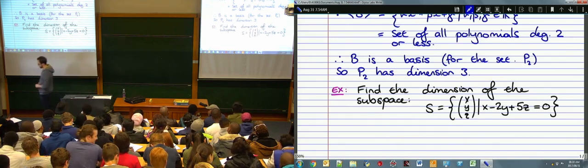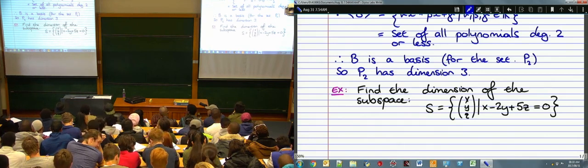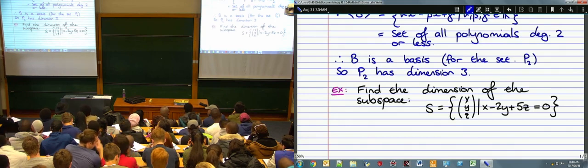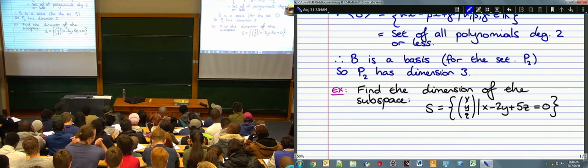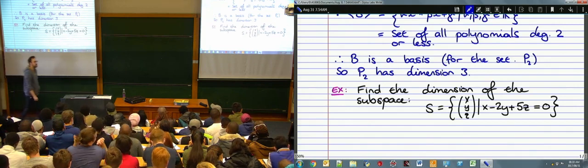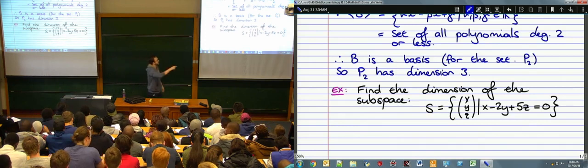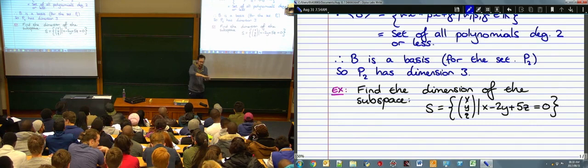So we've got here a question where we need to find the dimension of this subspace, and S is equal to all the vectors (x, y, z) in R3 that satisfy the relationship x minus 2y plus 5z is equal to 0. We know what this is geometrically. x minus 2y plus 5z equals 0 is the equation of a plane. So this is a plane.